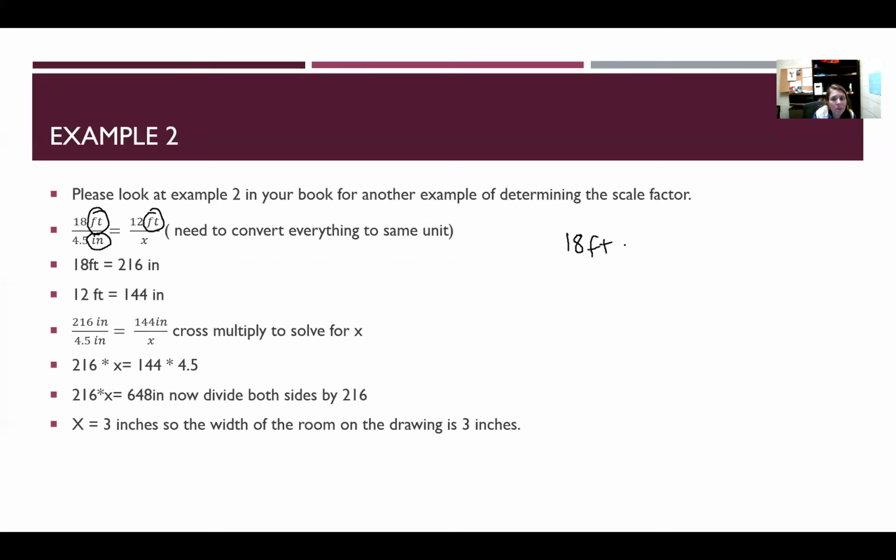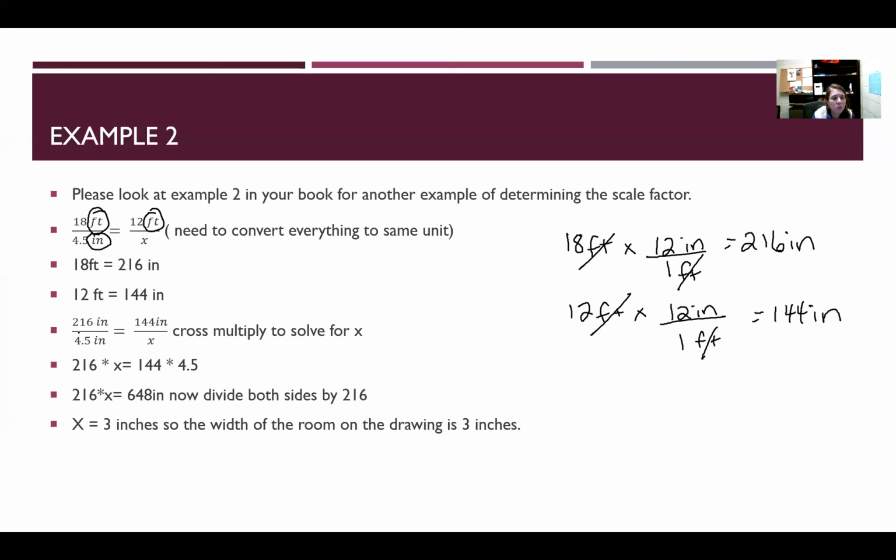So let's do feet. How many feet are in 1 inch? There's 1 foot in 12 inches. Okay, again, we want to get rid of the feet. So you do 18 times 12, and you can easily put that in the calculator, and that's going to give you 216 inches. Okay, and the same thing for this one, 12 feet. We want to convert this to inches. Now, a lot of you guys can just do this in your head, I would hope, and you end up with 144 inches. So we replace our 18 feet with 216 inches, replace 12 feet with 144 inches.